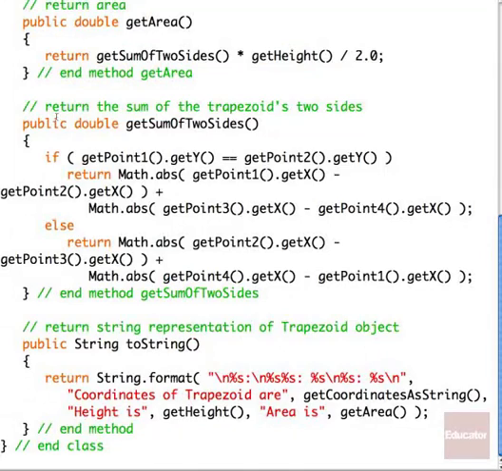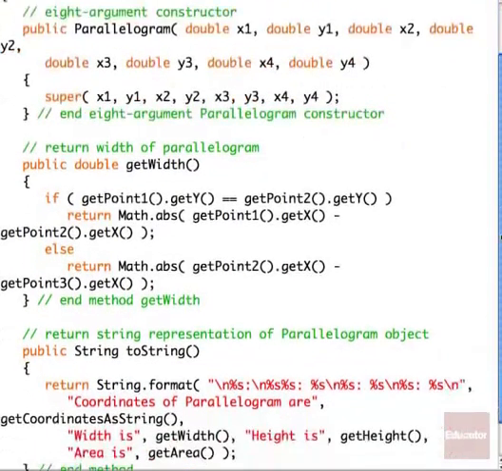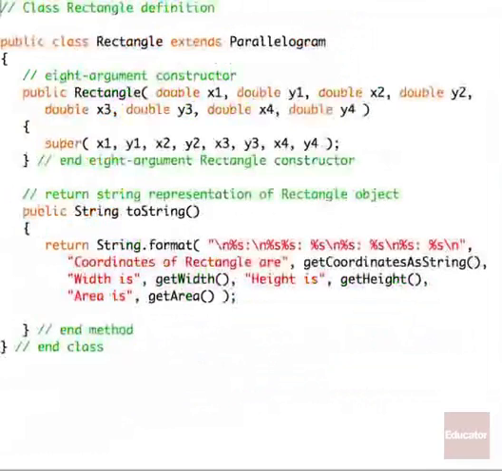All right, let's go to our next extension, and this is a parallelogram. So here, similar to what we did last time when the trapezoid extended the quadrilateral, here the parallelogram extends the trapezoid. Takes on all the attributes, and then we add some things to it so that we get 2 sets of parallel lines, and then we return those coordinates out to the user, including the width and the height and the area. So we're going to see the width, height, and area of all these shapes.